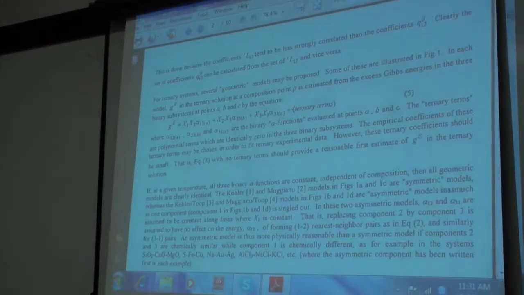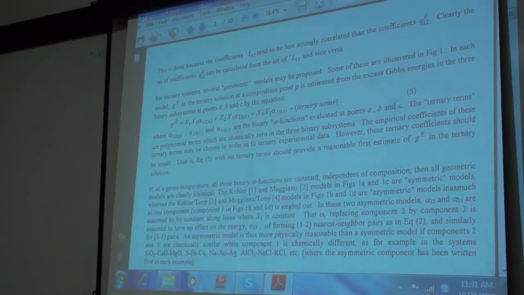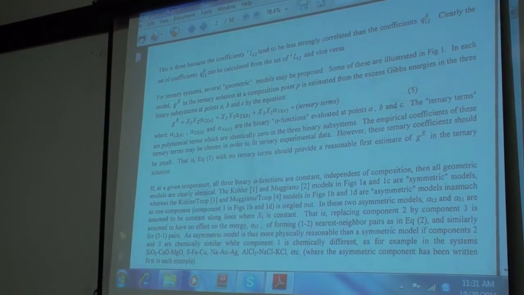So the first terms here are the terms that you use if you fitted the three binary systems and you want to estimate the ternary. And then, because it isn't going to fit perfectly, you've got to add ternary terms. Remember, the whole basis of the binary thing is that you're saying that all the information on bond energies and so on that you need for the ternary is obtained in the binaries. So the ternary interactions are weak compared to binary interactions, but of course they're not zero. So you have ternary terms.